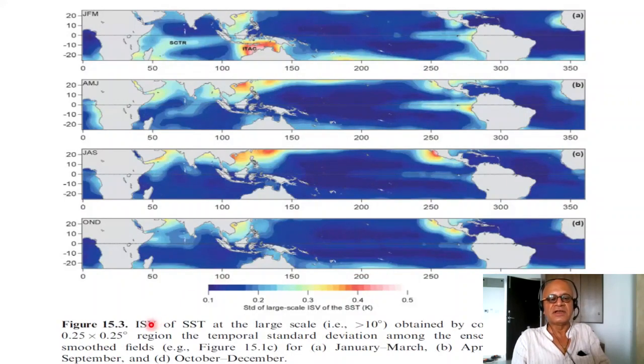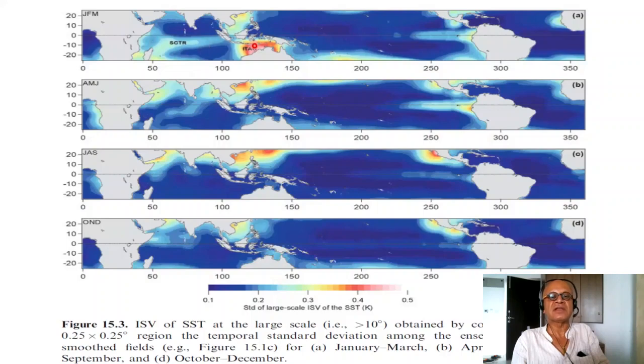So this is intraseasonal variability of SST at large scale, so greater than 10 degrees latitude and longitude, obtained by computing, for each quarter degree by quarter degree region, the temporal standard deviation among the ensembles of spatially smoothed fields from the TRMM TMI data, again for seasonality.